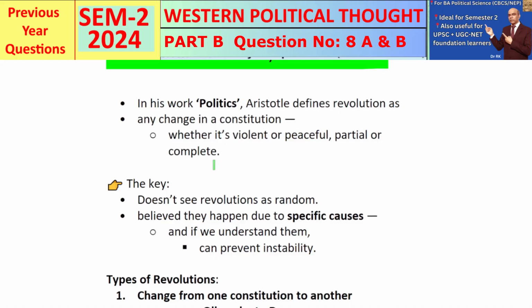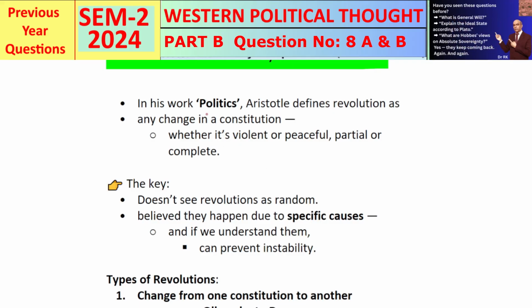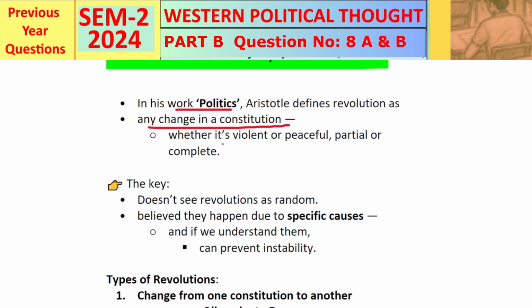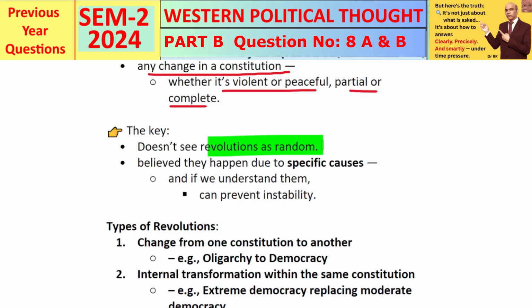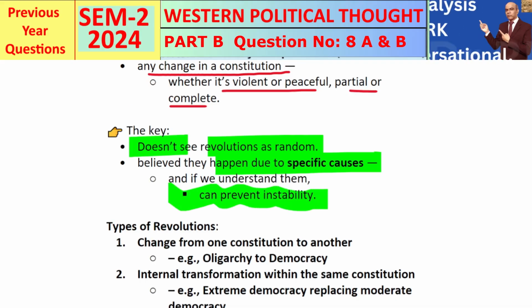Aristotle was Plato's student, but unlike his teacher, he was more grounded. He didn't chase utopias, he studied existing constitutions and believed in what works. So what does he say about revolution? In his work, Politics, Aristotle defines revolution as any change in a constitution, whether it's violent or peaceful, partial or complete. But here's the key. He doesn't see revolutions as random. He believed they happen due to specific causes. And if we understand them, we can prevent instability.